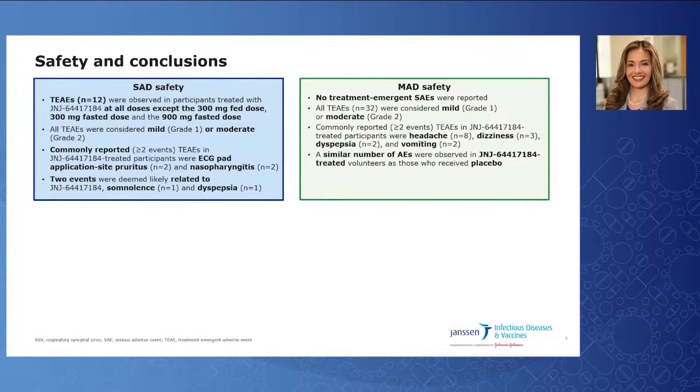In total, 12 treatment-emergent adverse events were observed during single dosing. All were considered mild or moderate, and only 2 were considered related to J&J-7184. No treatment-emergent serious adverse events were observed during multiple dosing of J&J-7184, and the 32 observed treatment-emergent adverse events were considered mild or moderate. We observed a similar number of AEs in drug-treated volunteers as those who received placebo. Dizziness was considered possibly related to high doses of J&J-7184, occurring at 900 milligram doses.